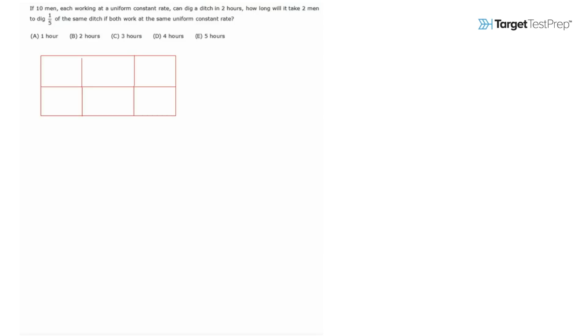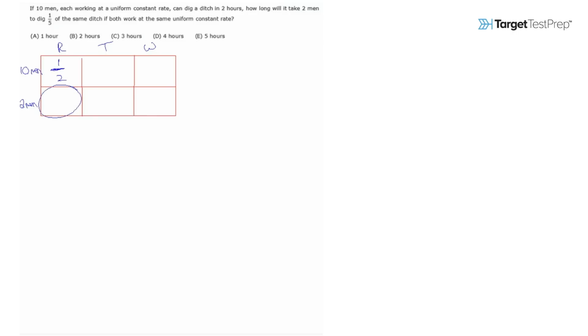So it's something that I feel like anyone should use if you feel like it's going to make your time and effort work a little bit faster when you're on the GMAT. So I have my rate, my time, my work, and what I'm filling in is we're doing the total for 10 men, and then the other category is the rate of the 2 men. Now, we see that 10 men can do a ditch in 2 hours. Now, a ditch is, of course, 1/2, and we need to know how long it will take the 2 men to do 1/5 of the same ditch.